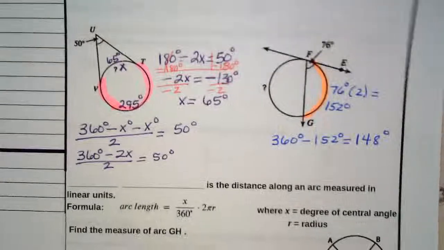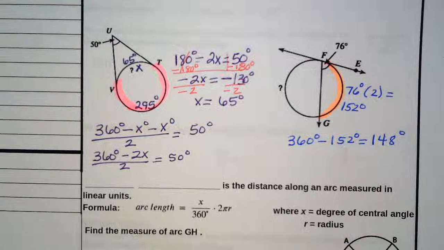We always have to have vocabulary. So something is the distance along an arc measured in linear units. If I look down below, it kind of gives me a hint what goes in. Arc length goes in.